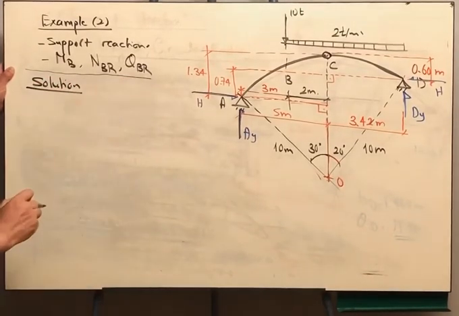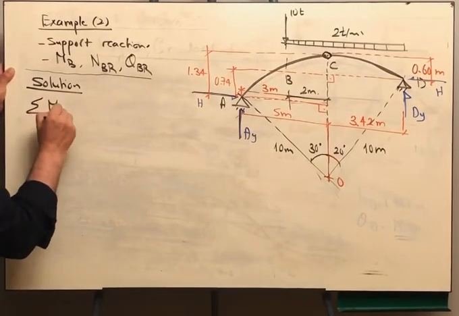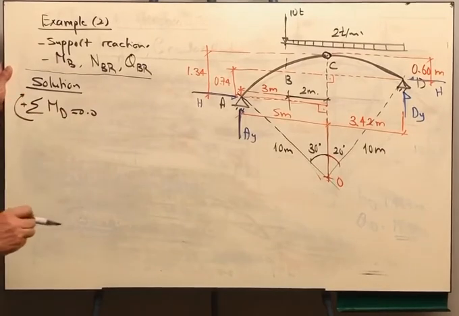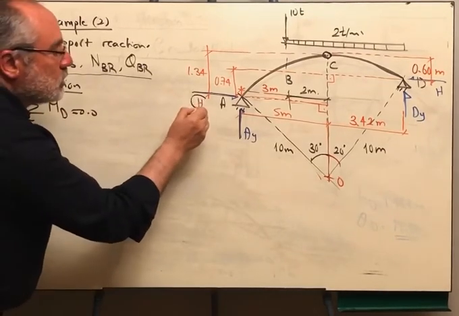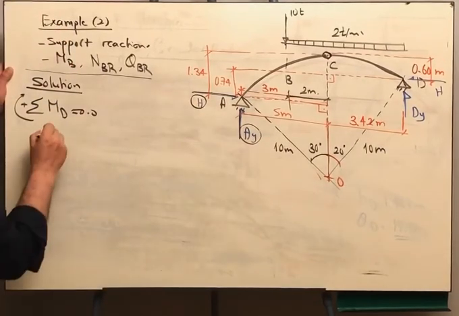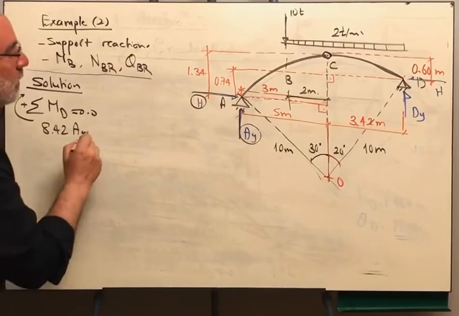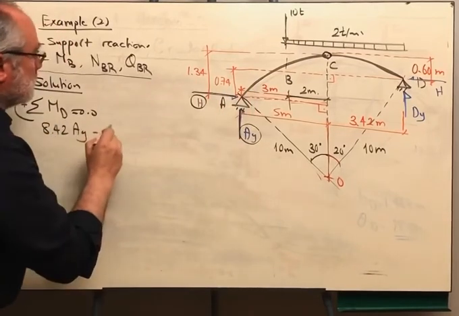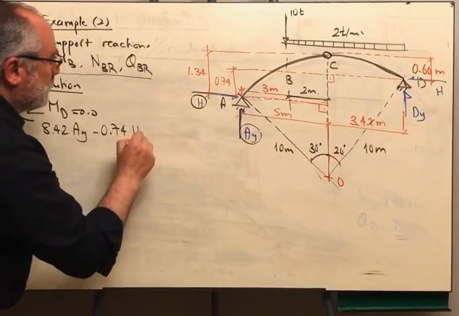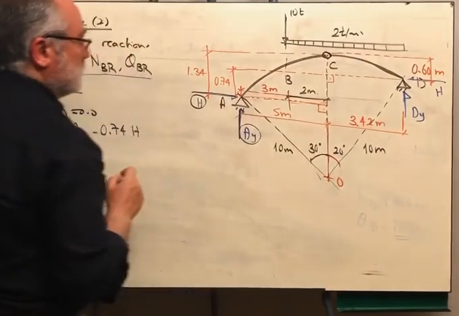I will take first moments about point D. Sigma MD is equal to 0, to get the first equation between H and AY. So I will have 8.42 AY, and then minus, because it is rotating opposite, 0.74 H. We need to include the distributed load.